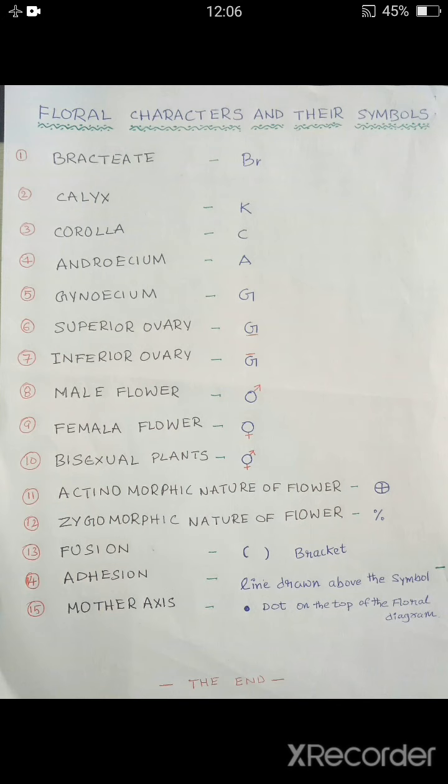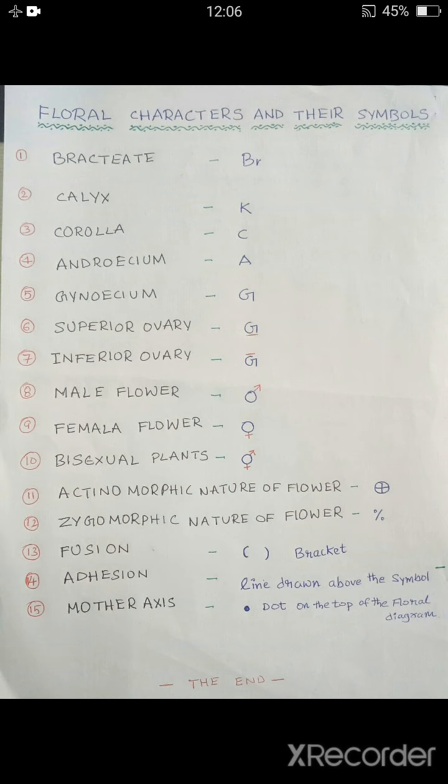Second one, third one, calyx and corolla are accessory parts of the flower. Fourth one, fifth one, androecium and gynoecium are the reproductive parts of the flower. Understood? I just recapped these from the previous class.